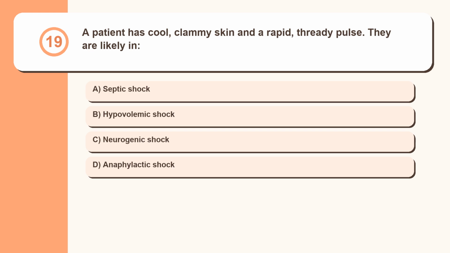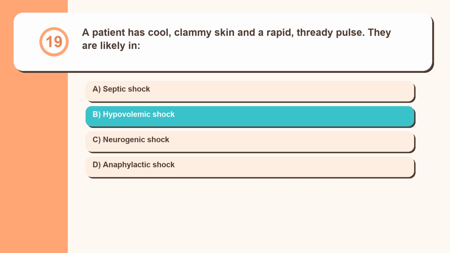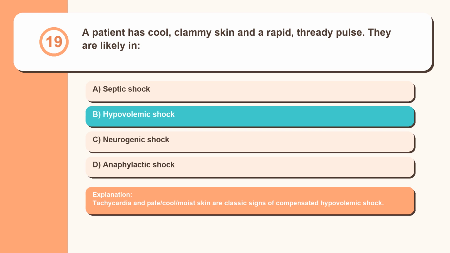Question 19. A patient has cool, clammy skin and a rapid, thready pulse. They are likely in septic shock, hypovolemic shock, neurogenic shock, anaphylactic shock. Tachycardia and pale, cool, moist skin are classic signs of compensated hypovolemic shock.